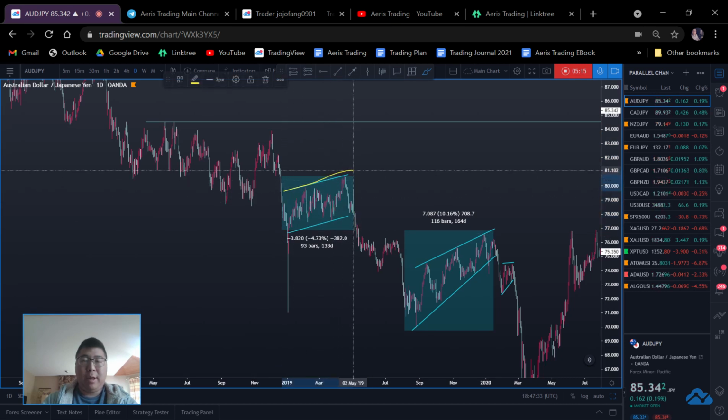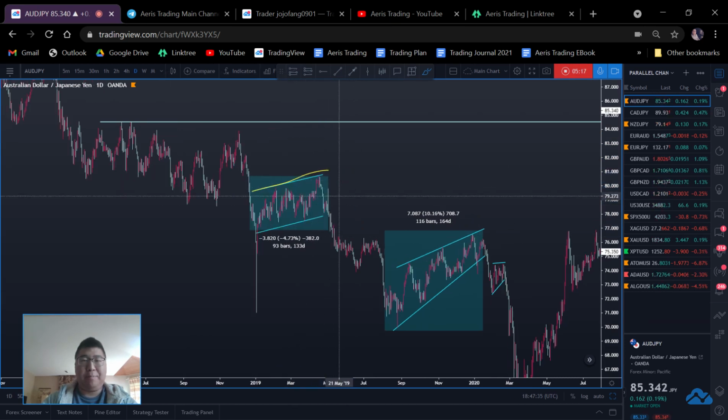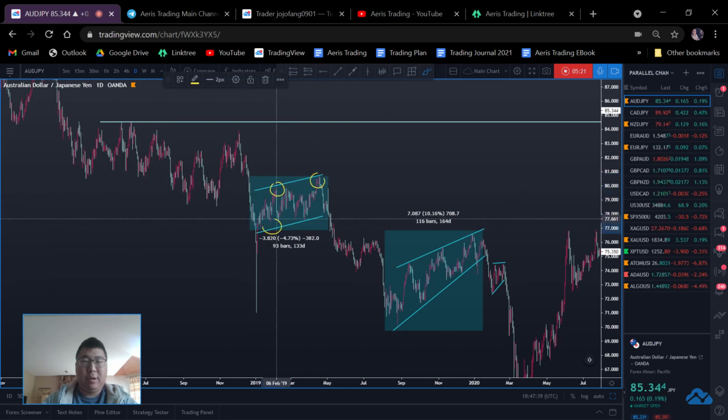So how do we actually capitalize on this? Again, looking for a potential completion of the overall channel here. So impulsive move to the downside followed by a kind of horizontal continuation channel correction. And again, when the correction completes, you can either enter from the top, or you can enter from the breakout of the channel, or you can look for some sort of lower time frame continuation to the downside.